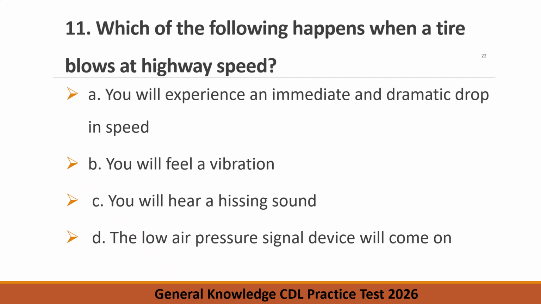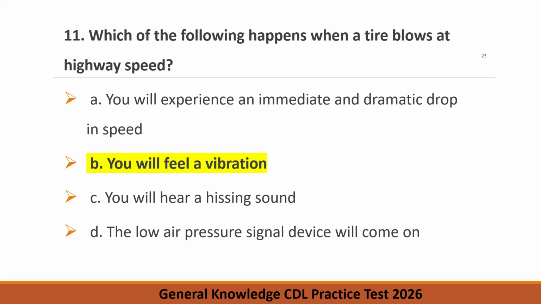11. Which of the following happens when a tire blows at highway speed? A. You will experience an immediate and dramatic drop in speed. B. You will feel a vibration. C. You will hear a hissing sound. D. The low air pressure signal device will come on. Answer: B.